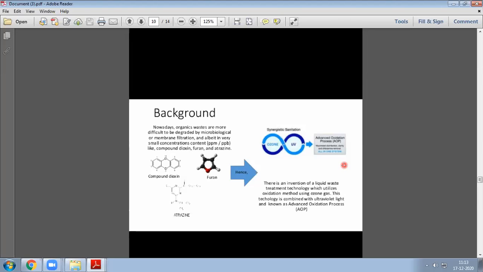What is this? You already know UV rays, ozone. Those things you have already heard, I mean, a few things you know about that. UV is very disinfecting.